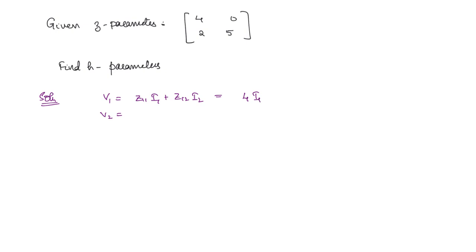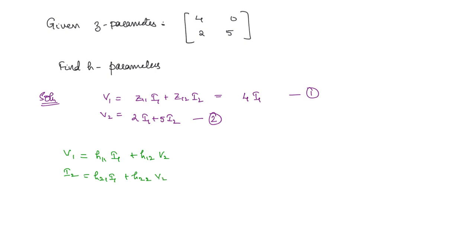Then what about V2? This is given by 2 I1 plus 5 I2 from the second row of the impedance matrix. Okay. So these are the known equations. This is equation 1 and this is equation 2. Now what should we find? We have to find the H parameters. So the H parameter equations are going to be V1 and I2. V1 is equal to H11 I1 plus H12 V2, and I2 is going to be H21 I1 plus H22 V2.